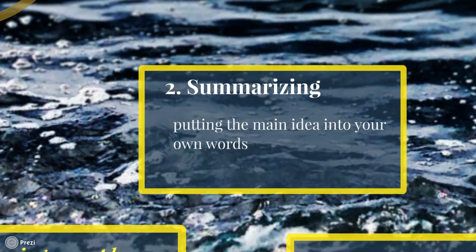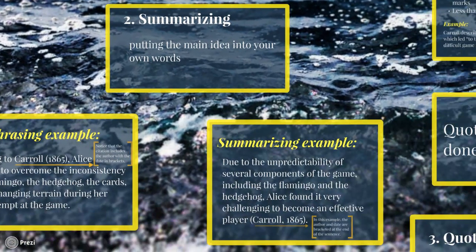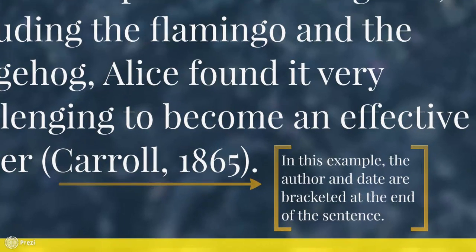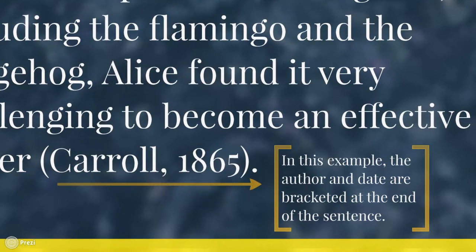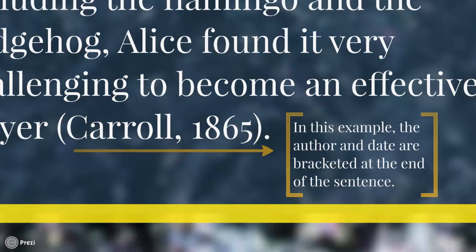Summarizing is putting the main idea into your own words. Here is an example of summarizing. Due to the unpredictability of several components of the game, including the flamingo and the hedgehog, Alice found it very challenging to become an effective player. In this example, the author and date are bracketed at the end of the sentence.